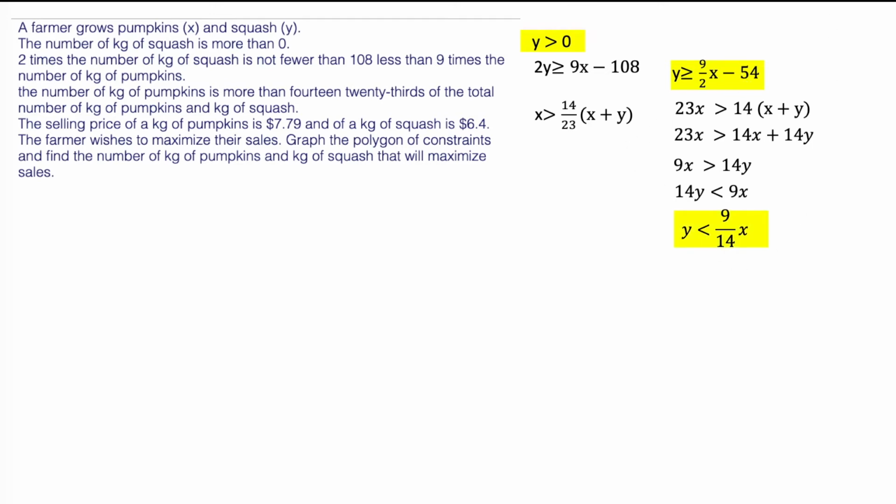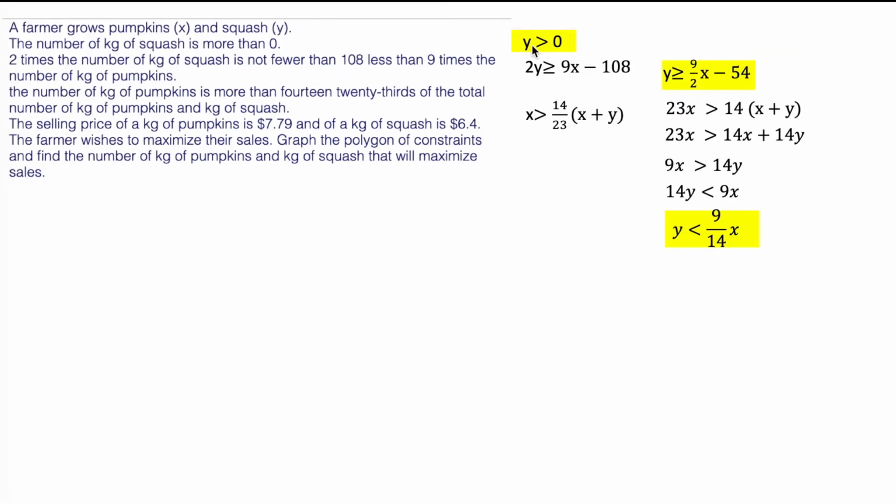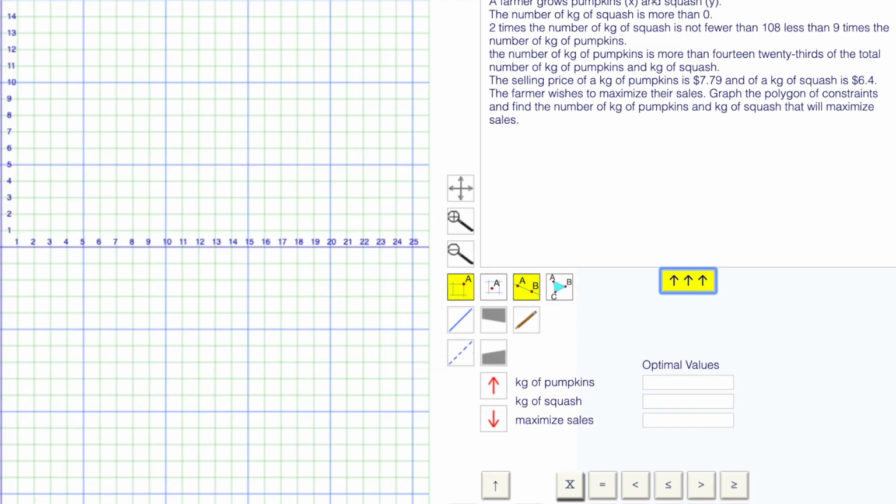Let's graph those 3 equations back into our program. Y is greater than 0. Here's the line y is equal to 0. Greater than, I'm going to make it dotted. Dotted, greater than, I'm shading above.